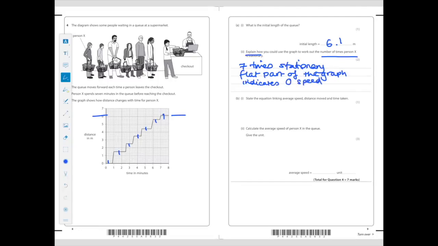State the equation linking average speed, distance moved, and time taken. So out of the way, I'm going to write my formula triangle, D S T. So therefore, average speed equals, cover the S, distance moved over time taken.